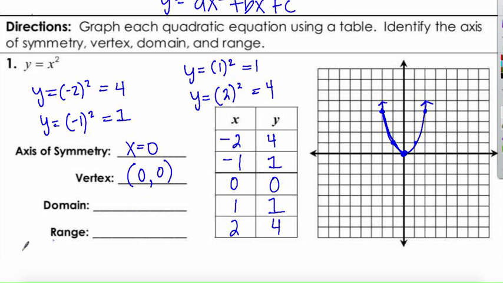So the next two blanks talk about domain and range. Just as a reminder, domain represents all the possible x values in the function, and range represents all the possible y values in the function.